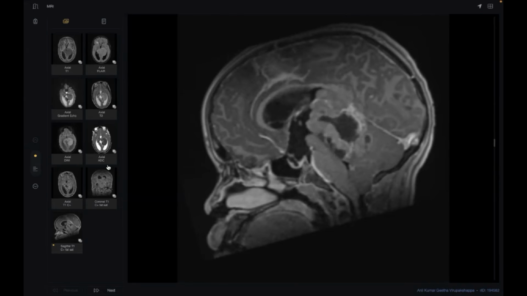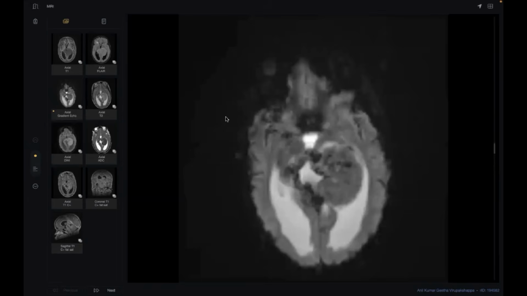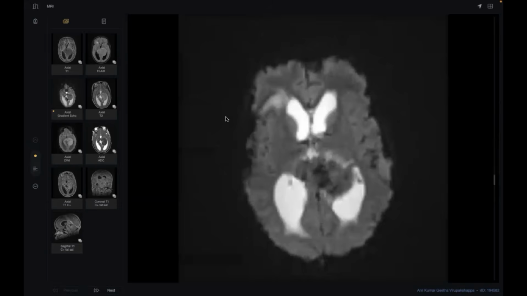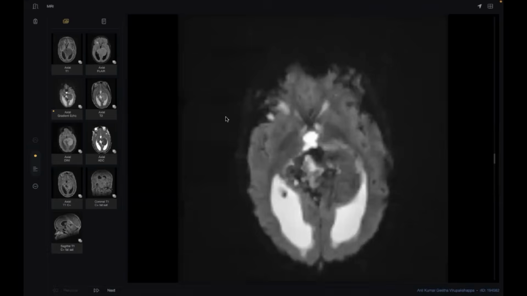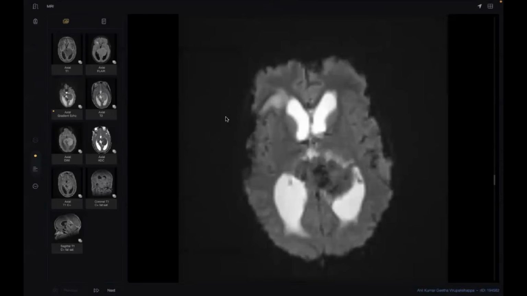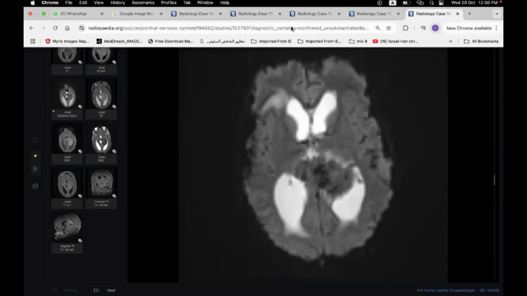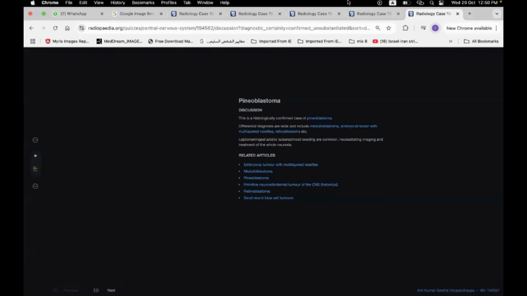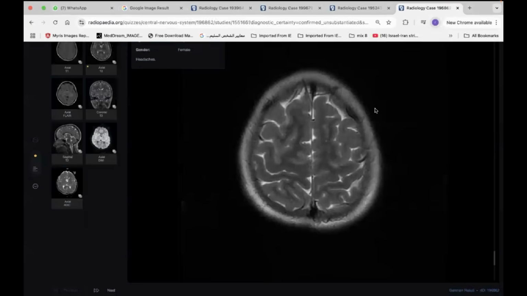But in gradient, this blooming artifact almost indicates calcification. So we are thinking about a lesion with calcification or blooming artifact in this region, so it is a pineal origin. We are thinking of pineoblastoma, germinoma like this. The lesion was a pineoblastoma, especially as the patient is so young. Thank you. Next candidate.